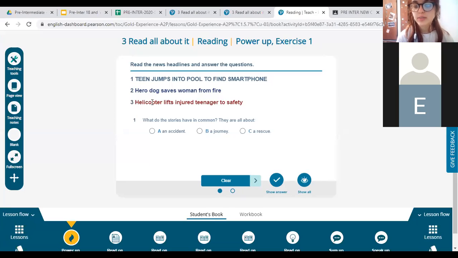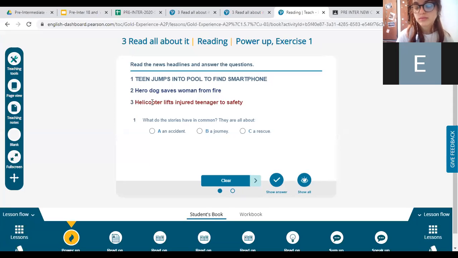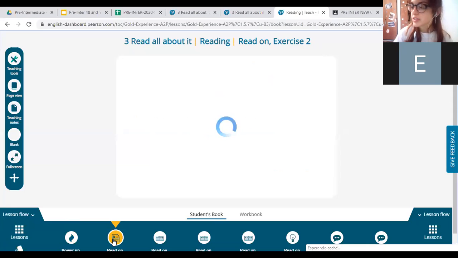What does headline mean? Good. They are at the beginning of a story and they tell what the story is going to be about. They are like a title. But we are going to move on to exercise 2.